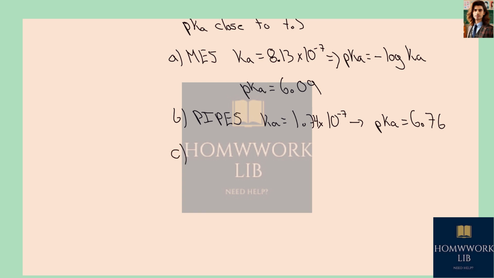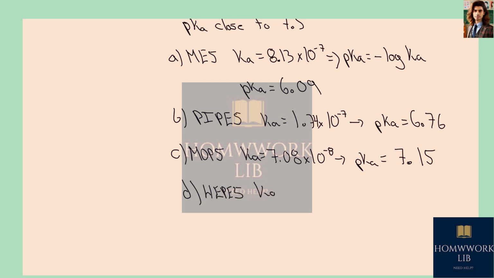For C, they call it MOPS. The Ka is equal to 7.08 times 10 to the minus 8. This implies a pKa of 7.15. For D, the Ka is 3.39 times 10 to the minus 8, which corresponds to a pKa of 7.47. So we're starting to get close to our ideal pKa.